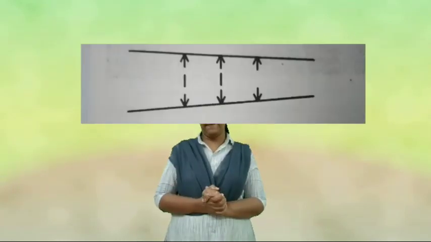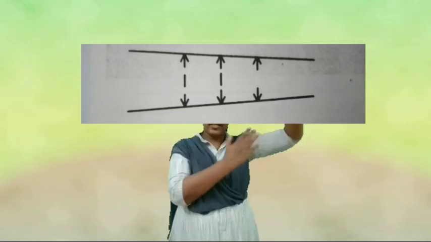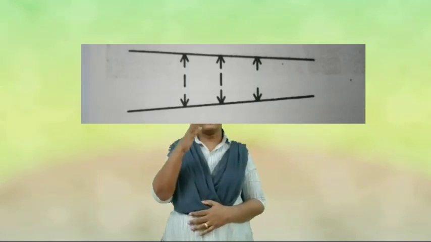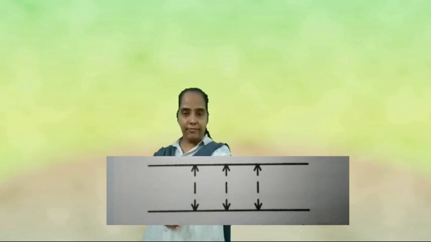So what is special about parallel lines? Yes, look at the figure here. Here you can see that this line is not parallel, but if you are moving from one side to the other, you can see the distance between them is decreasing, isn't it? So they are not parallel lines. Look at these two lines. They are parallel. Why? The distance between them is same everywhere.